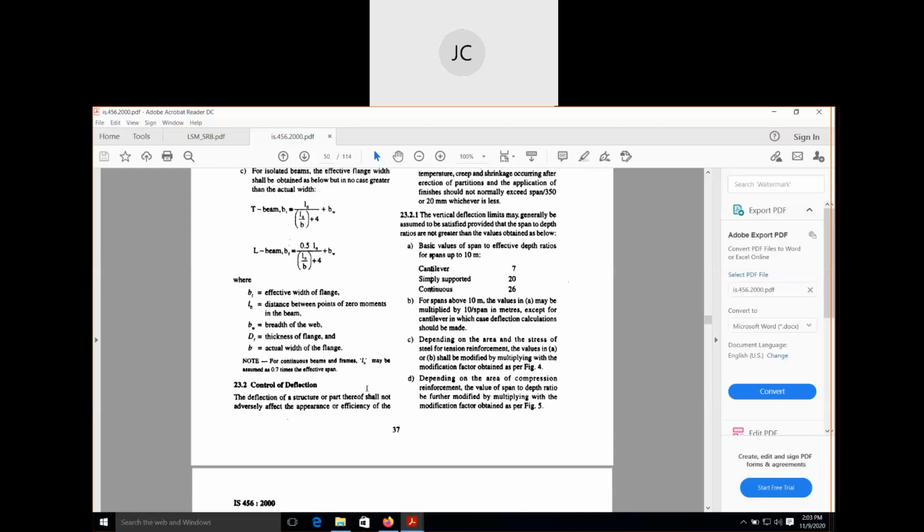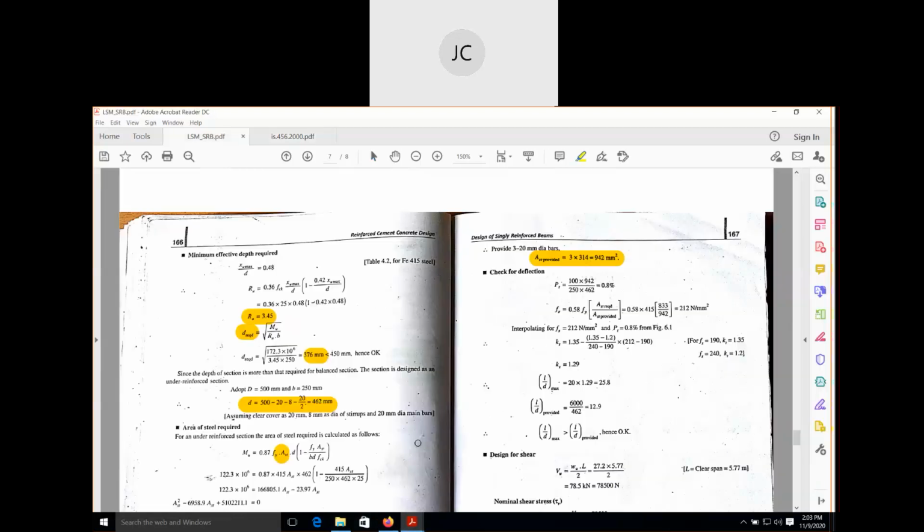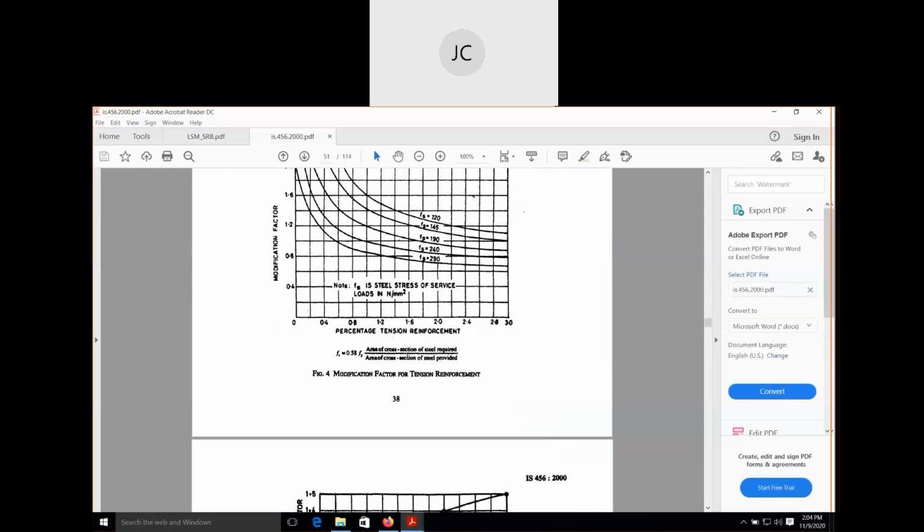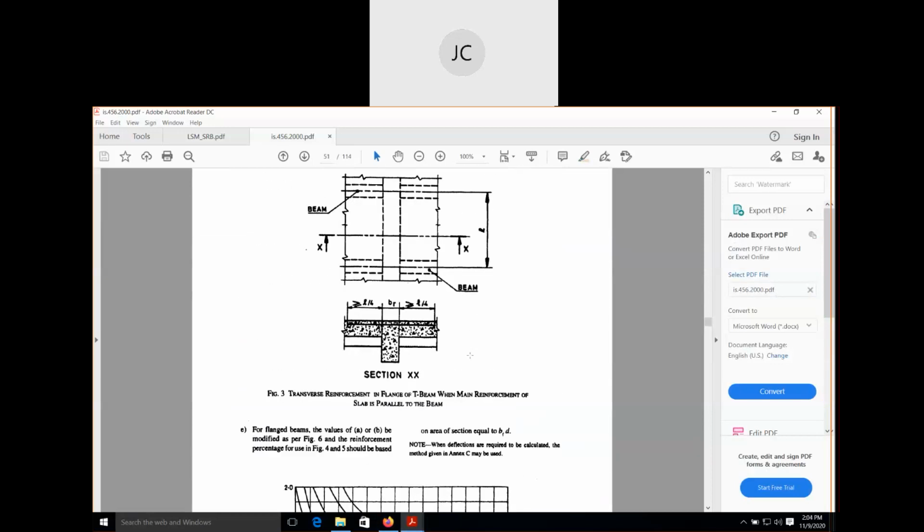Control of deflection. This is clause number 23.2. Now you see here, first you find out the percentage of steel. Pt means percentage of steel. The formula is 100 Ast by B into D, that is, 100 Ast by bd.